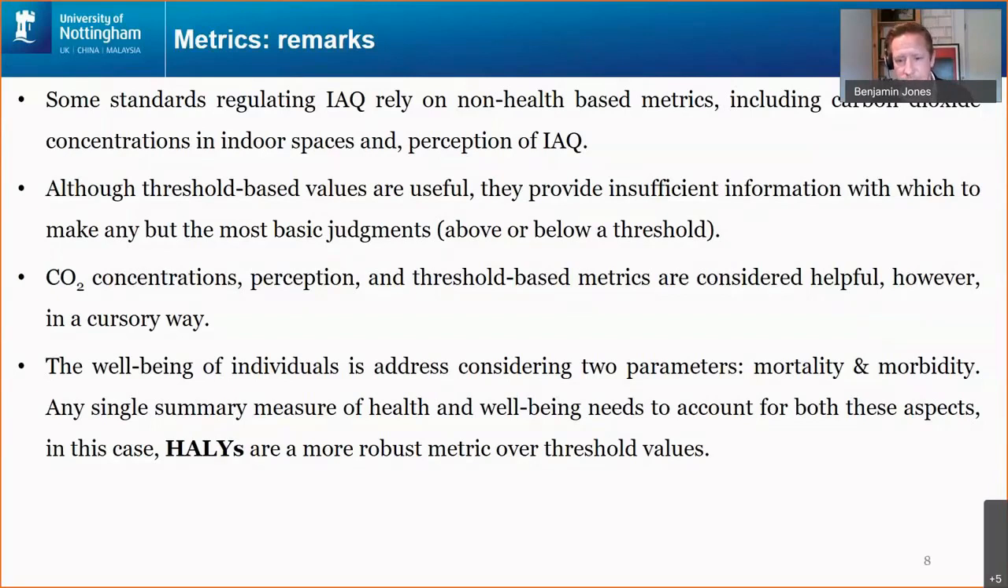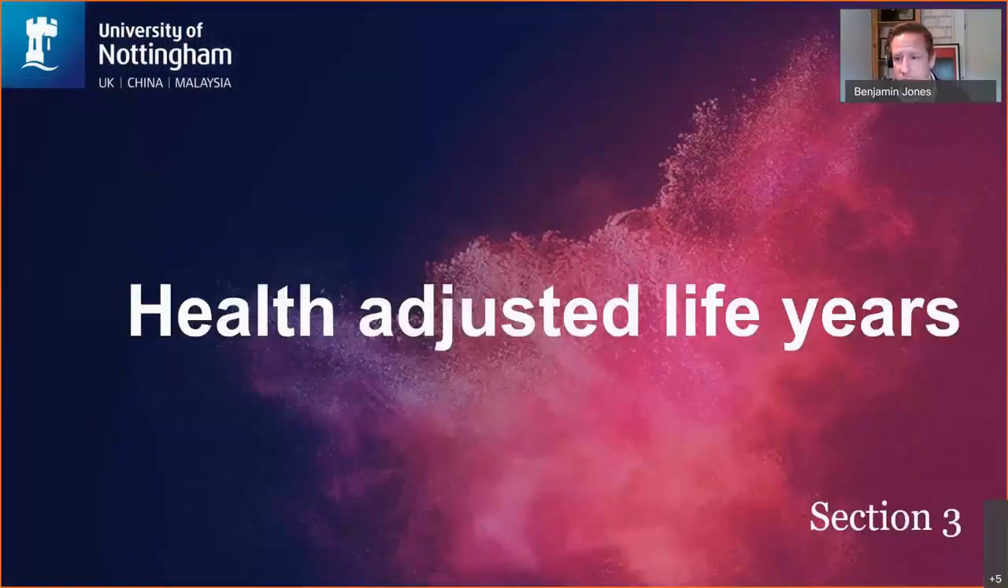So in the epidemiological dictionary, we call that mortality and morbidity. So that will be premature death and years of life spent with some illness attributable to exposure to indoor air pollutants. So any single summary measure of health and well-being needs to account for both morbidity and mortality. And a metric that does just this is a health-adjusted life year.